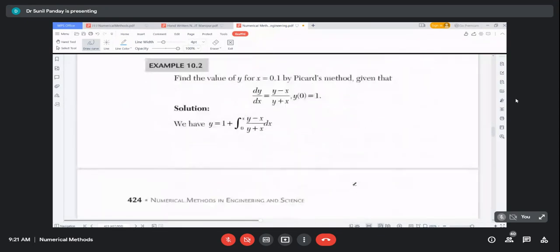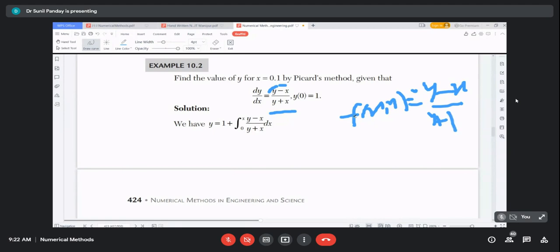Then we have, suppose you have this kind of equation. So here again you have to assume like this. Y minus this thing is our f of x, y. Actually this is y minus x upon y plus x, and then you have to identify. So x naught is 0 and y naught is 1. So this is y naught and this is f of x, y initially. So you have substituted like this.